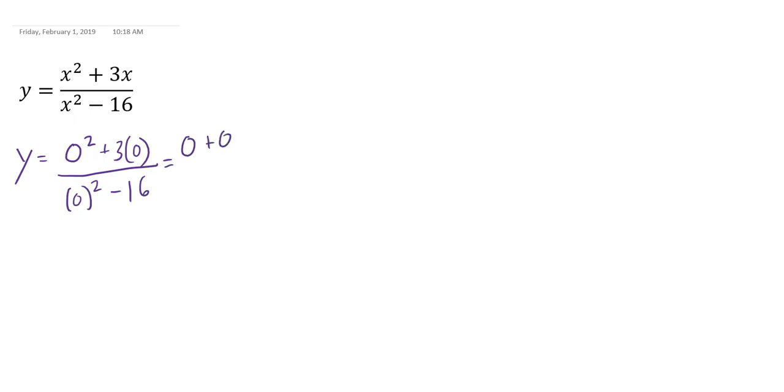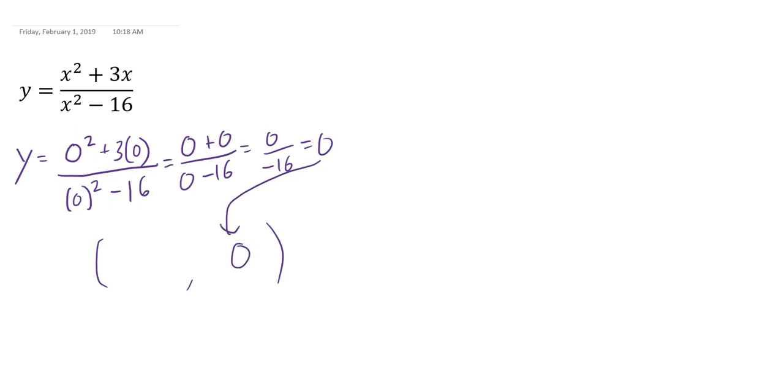0 plus 0 over 0 minus 16. 0 over negative 16, 0. My y-intercept is 0. Again, the x-coordinate is always 0. In this case, the y happens to be 0.